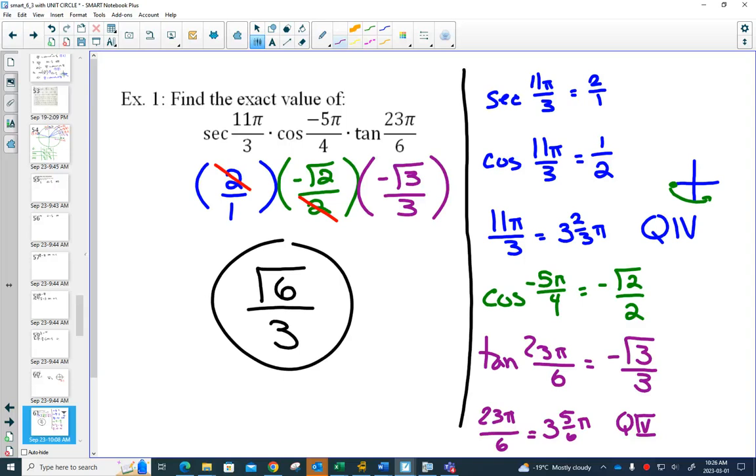When a question asks for an exact value, it means it's a non-calculator question and you'd leave your answers with square roots. As soon as we type this into our calculator, we'd have to round it and then you no longer have an exact answer. So exact answers always include things like pi, include square roots, things that you wouldn't simplify or wouldn't round when you put them into your calculator.